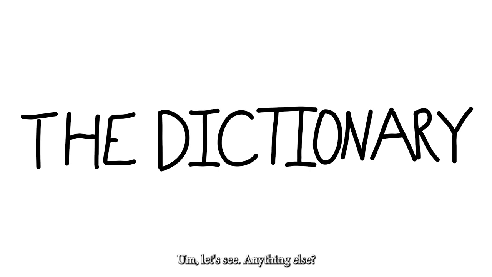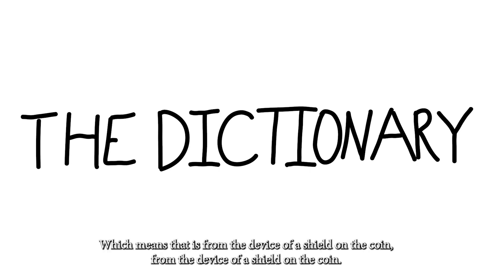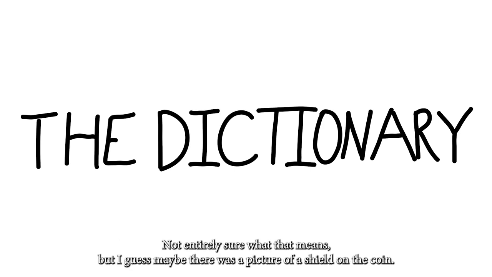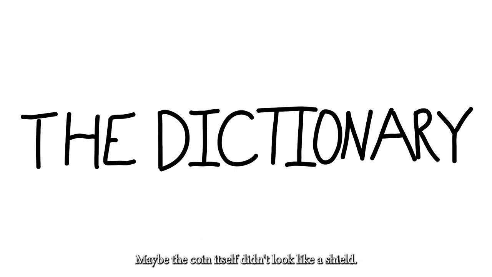Let's see, anything else? This is from the Latin scutum, which means from the device of a shield on the coin. Not entirely sure what that means, but I guess maybe there was a picture of a shield on the coin. Maybe the coin itself didn't look like a shield. They just probably stamped a shield. We like shields during the 1500s.